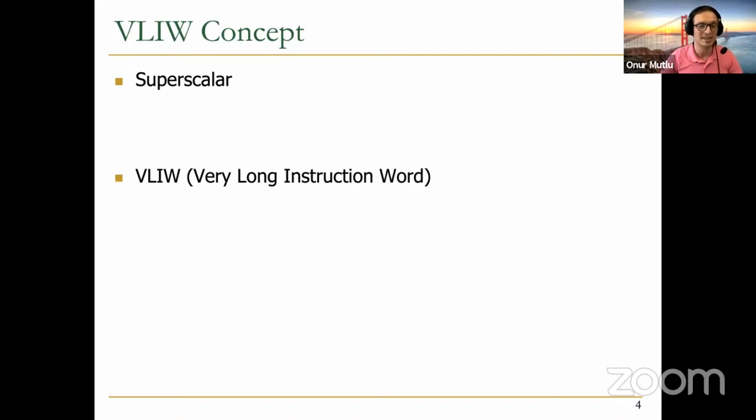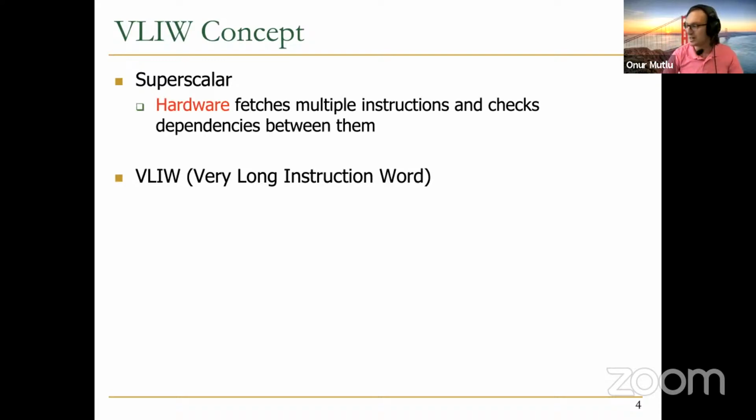And that's the idea of superscalar processing, right? In superscalar processing, hardware fetches multiple instructions, and it's the hardware's task to check dependencies between them. Compiler can help, as we discussed. Compiler can schedule instructions such that the concurrently fetched instructions don't have dependencies between them, but it doesn't have to. The superscalar processor provides support for dependency checking for sure.